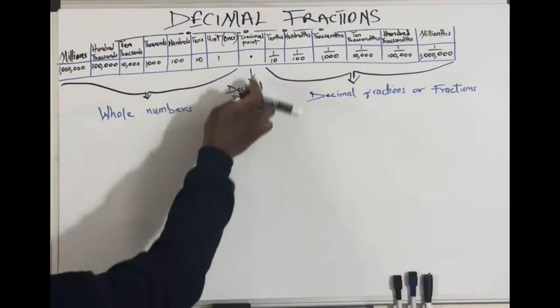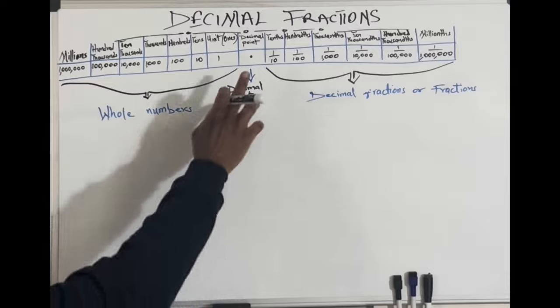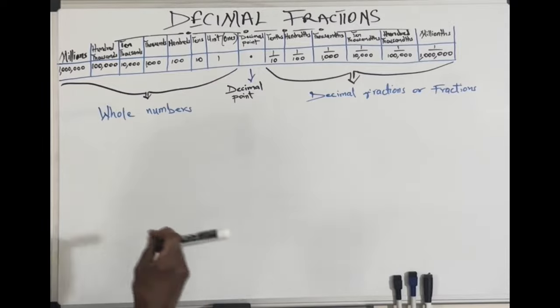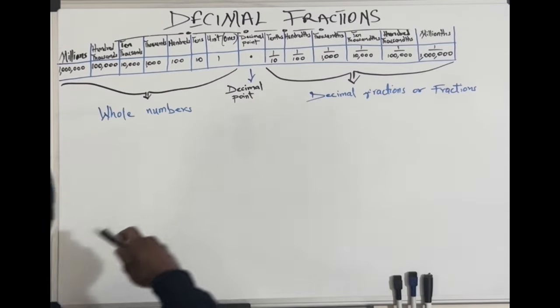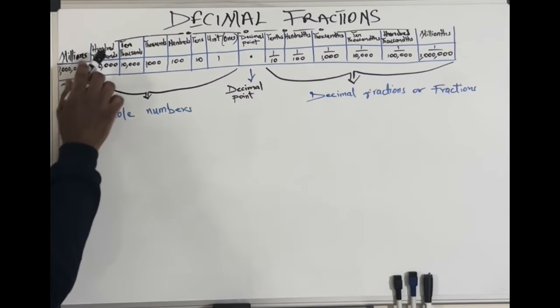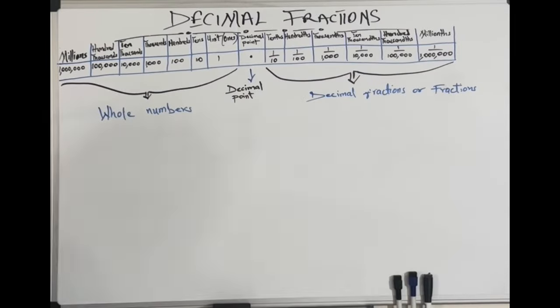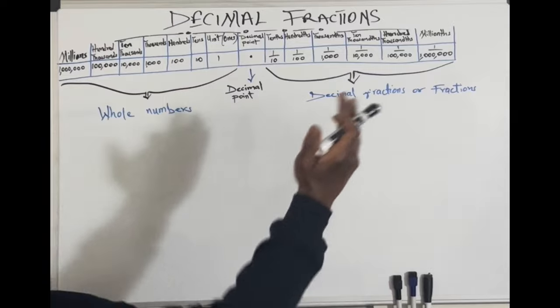And then we have the decimal point. Moving to the right, we have tenths, hundredths, thousandths, ten-thousandths, hundred-thousandths, millionths. The difference is just that you add "ths" to all of these, and then it becomes decimal fractions, or what? Fractions.